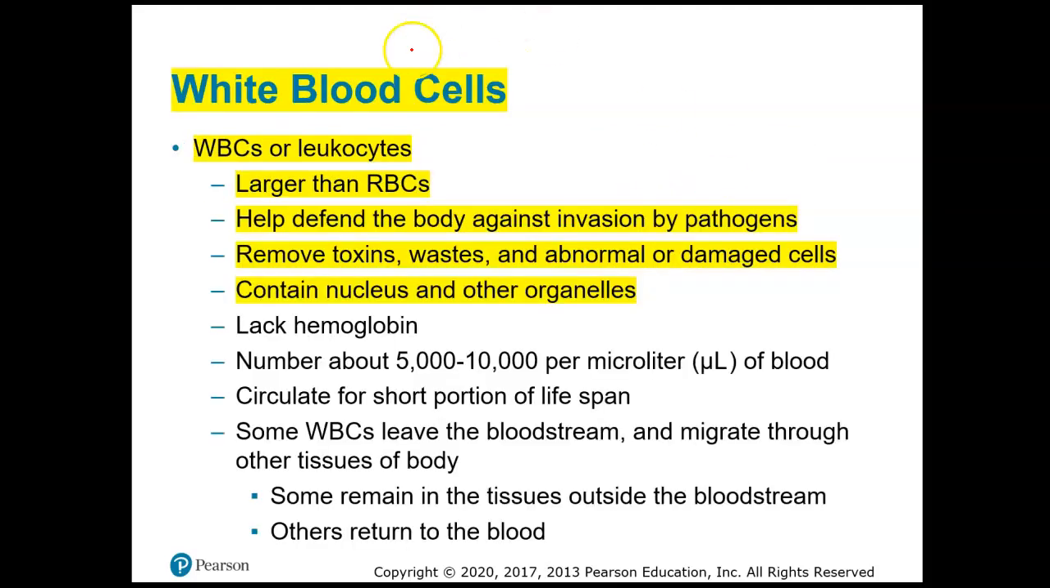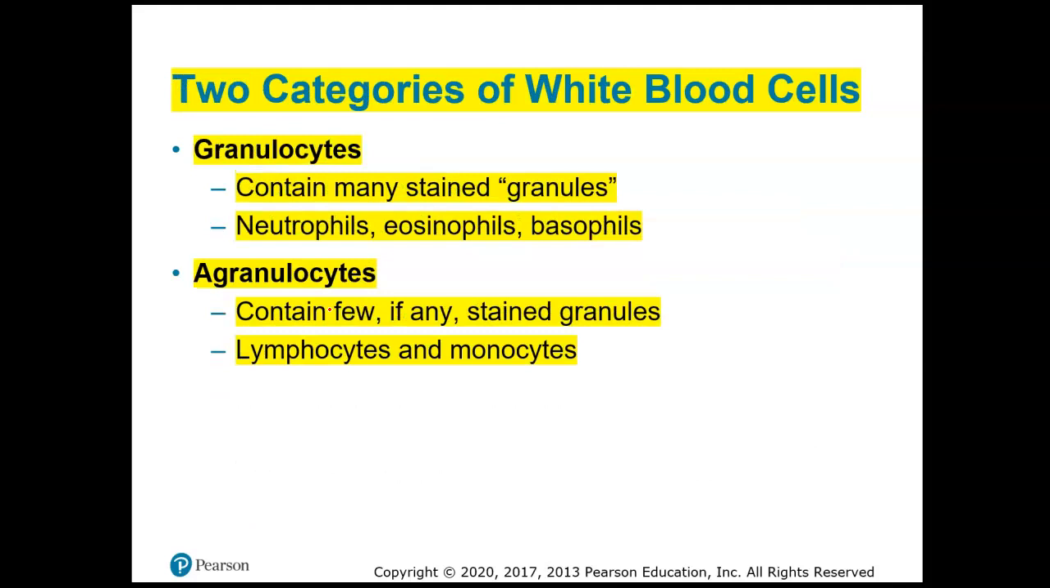All right, we're going to move on to the white blood cells. The name for white blood cells in general is leukocytes. White blood cells are larger than red blood cells. Their function is to defend the body against pathogens, to remove toxins, waste, and abnormal or damaged cells, kind of like the garbage collectors. And the white blood cells do have a nucleus and other organelles, unlike red blood cells.